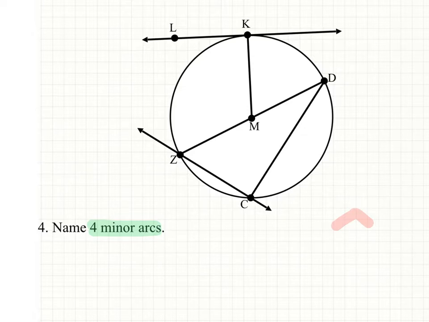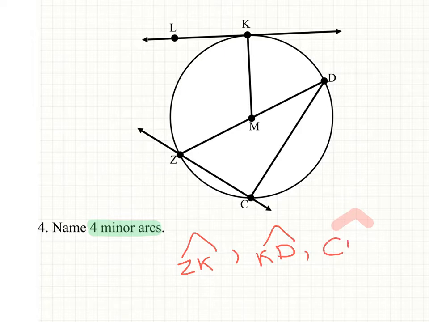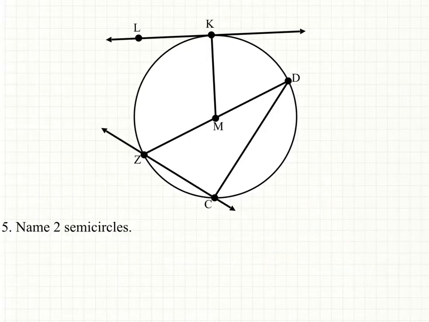So I can see minor arc ZK. I can see minor arc KD. I can see minor arc CD. And I can see minor arc CZ. Do you see anything else? That's it. Now let's move on to question number 5.